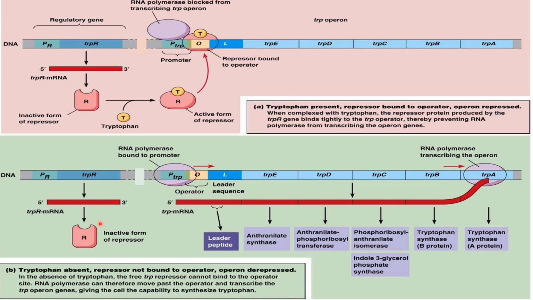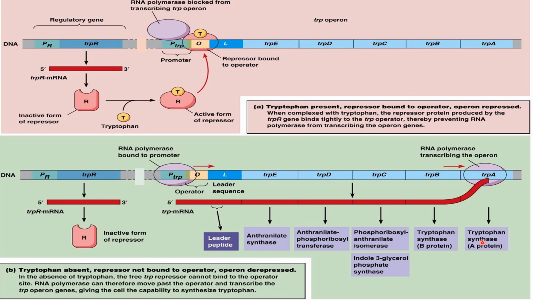And if tryptophan is absent, then what will happen? Since tryptophan is absent, it cannot bind to the repressor protein. So the inactive repressor cannot convert into the active form, and so it cannot bind to the operator region. So when RNA polymerase binds to the promoter region, it will carry out the transcription of the structural genes, and so the different enzymes responsible for tryptophan biosynthesis will be produced. This is the way the tryptophan operon is regulated at the initiation step of transcription through the repression mechanism.